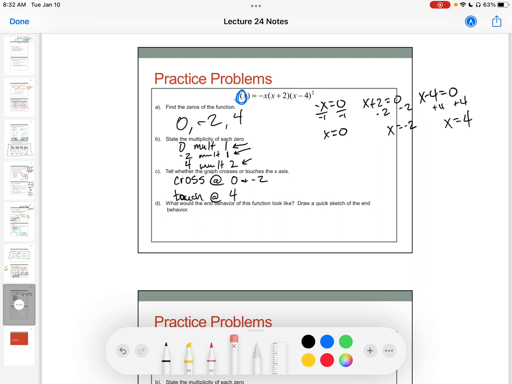Now, to find the end behavior, I need to go through and find my power function. Remember, for this, we're going to look at the first term of each of these up here. So I have a negative x, an x to the first power, and an x squared. That first x is also to the first power. So if I multiplied all these together, my power function is negative x to the fourth.